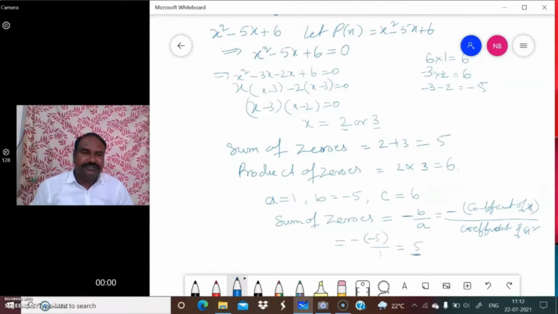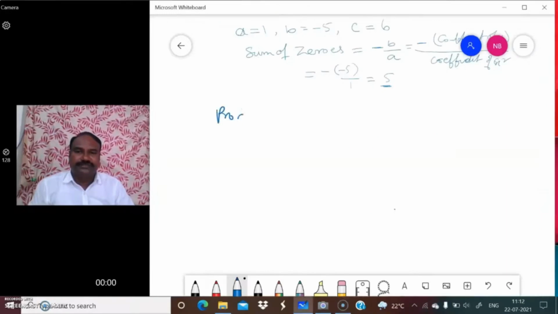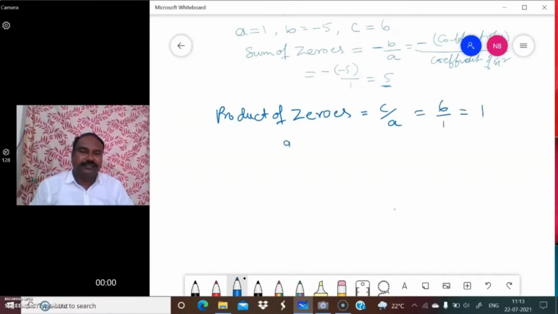So we got the same here. Sum of zeros is 5. In this also, 2 plus 3 is equal to 5. The product of zeros formula is c by a. Here c is 6, that is equal to 6 by 1, which is 6. At the same time we also got that 2 into 3 is 6.